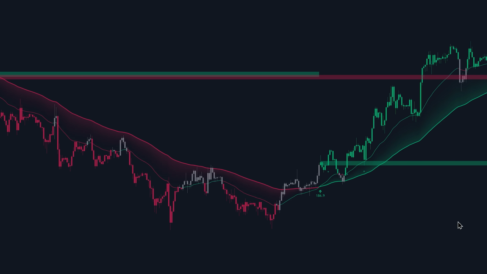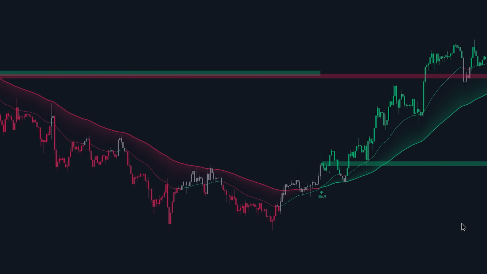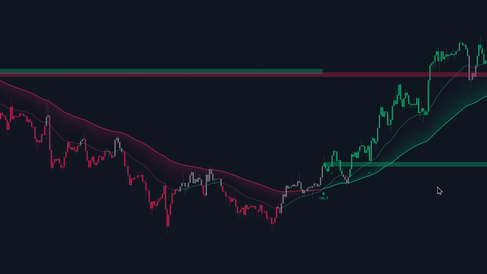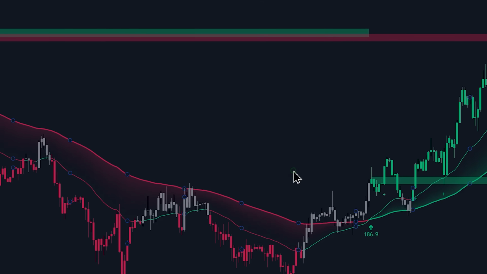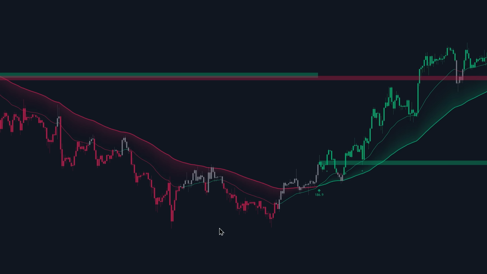I first of all want to say this. The settings I'm going to be using for these strategies are the default settings. You just want to make sure to double click on the indicator and enable the retest signals. After that, click OK. Now, we have two strategies that are possible with this indicator. The first one is pullbacks. The second one is retests of support and resistance levels. Let's start with the very first one.